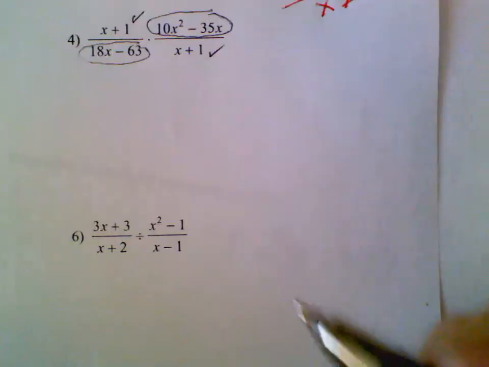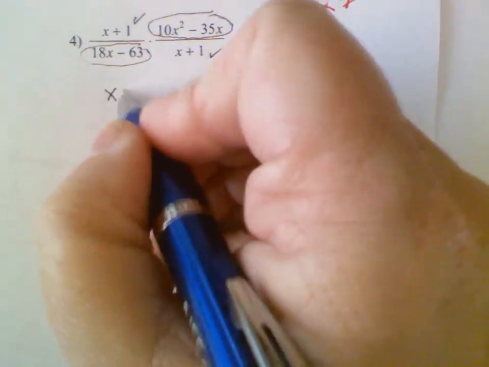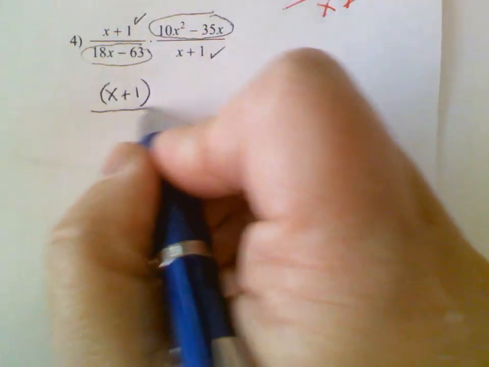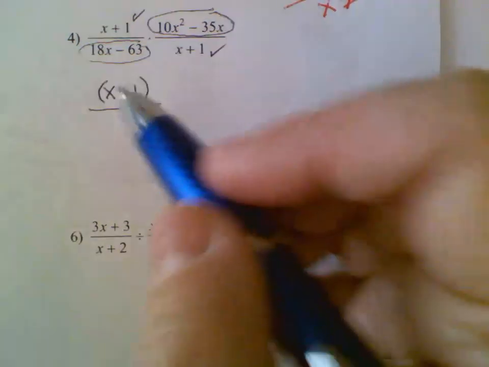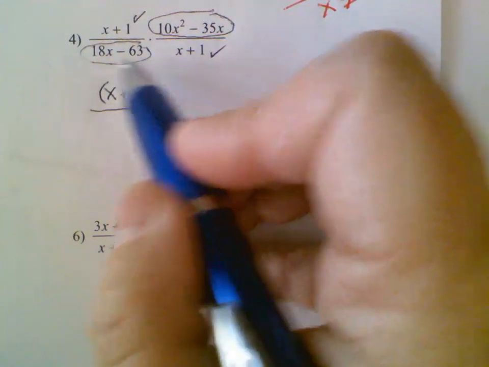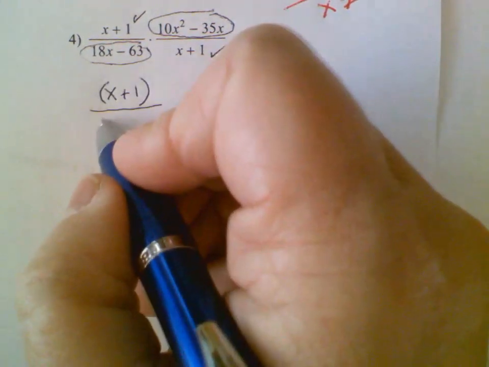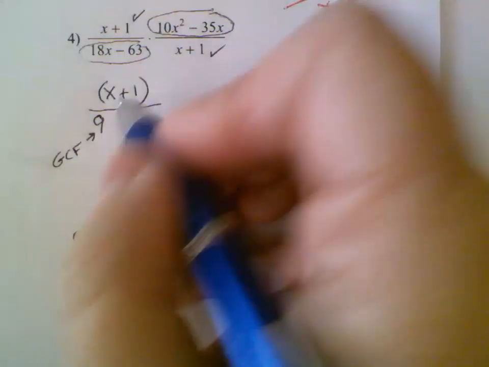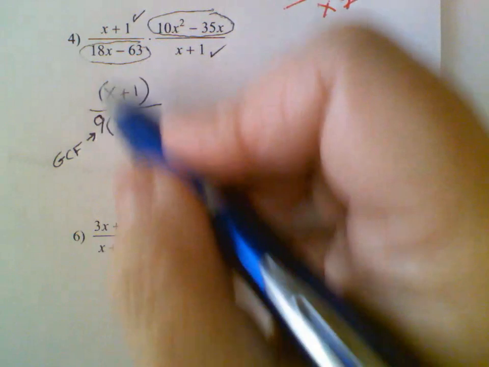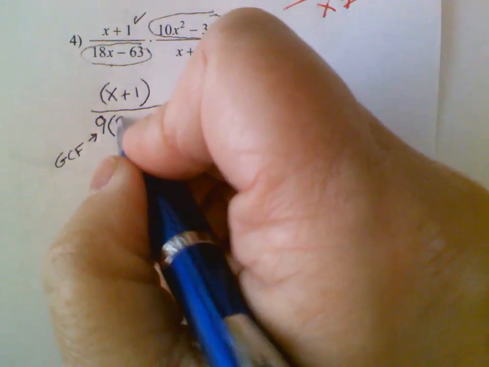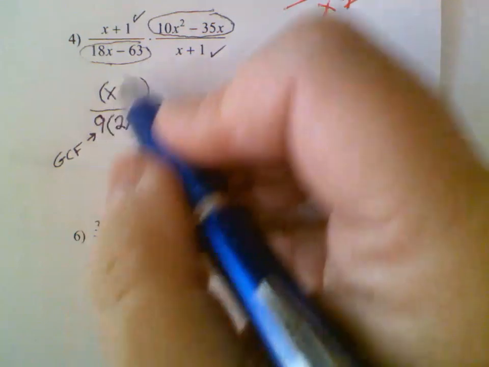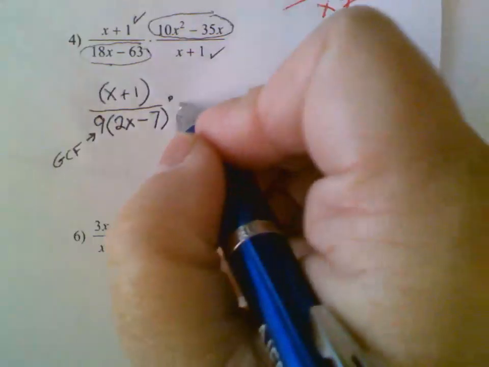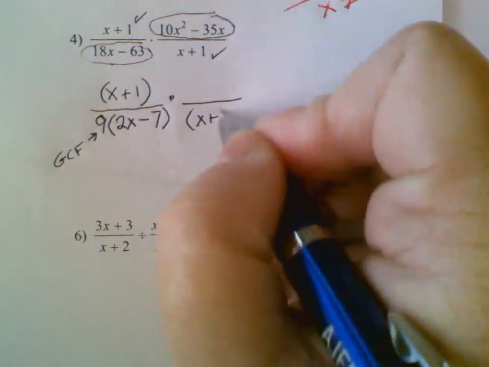All right, so the first one we have x plus 1, and I like to just put parentheses around any binomial that I see, just to keep it clean. And then we have 18x minus 63. Well, 9 goes into both 18 and 63, so I have a GCF of 9. So I'm going to take that out, and that leaves me with 9 times 2x gives me 18x, so 2x minus, and 9 times 7 gives me 63. All right, that's being multiplied by my second fraction, which has x plus 1 in the denominator.